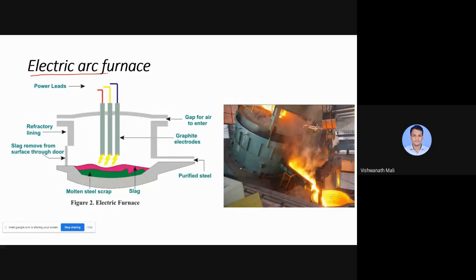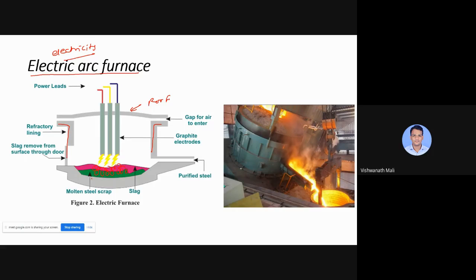In the electric arc furnace, as the name suggests, we use electricity. Here you can see the roof, which we can remove for charging. Whatever scrap or ore we have, we collect it and charge it here, right? Now, these are the walls of our furnace.